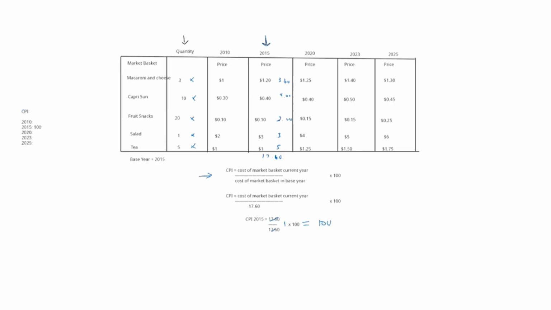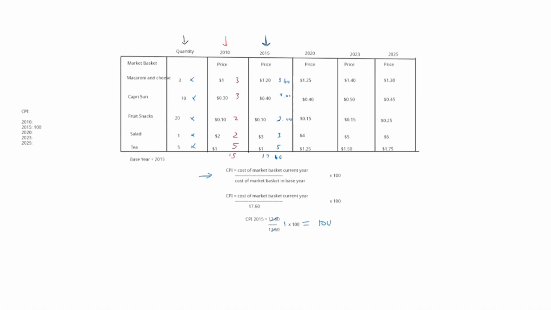Okay, so let's do 2010 now. Let's find 2010 CPI. Quantity is going to be the same. Now we have new prices. So 3 times 1 is 3. 10 times 0.3 is 3. 20 times 0.1 is 2. 1 times 2 is 2. 5 times 1 is 5. So add all these up. 3, 6, 8, 10, 15.